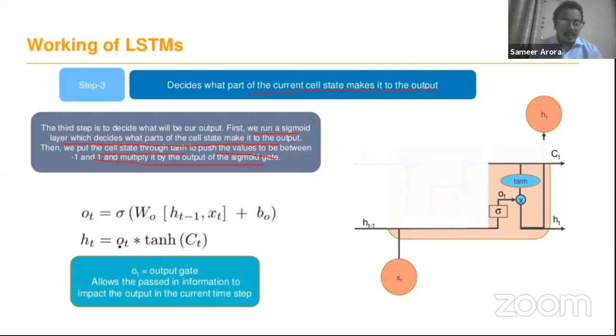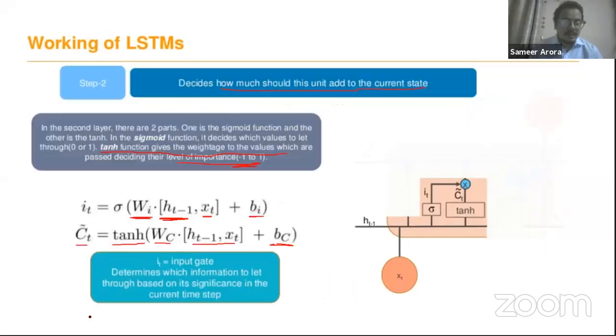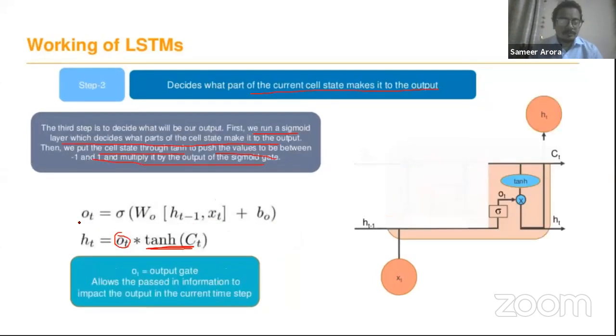So the output gate will be multiplied by tanh of Ct, which we obtained from the previous value. The Ct which we got from here will be multiplied with the output gate here. So we can get the information at time t for the hidden layer. We get the information, and this hidden layer will generate the output.